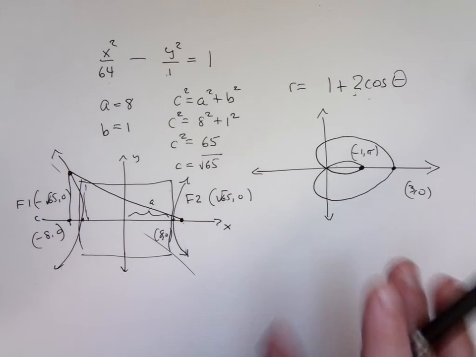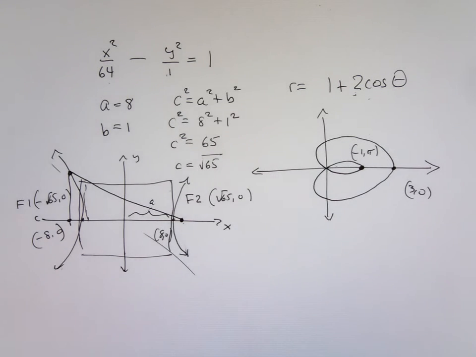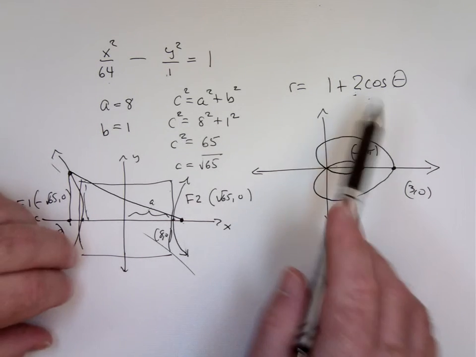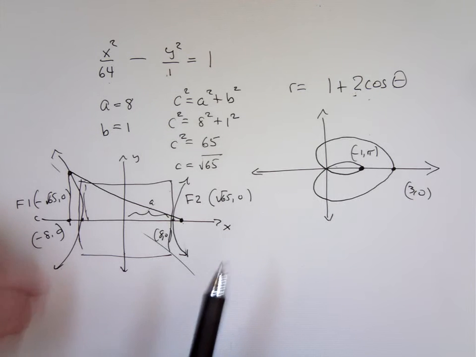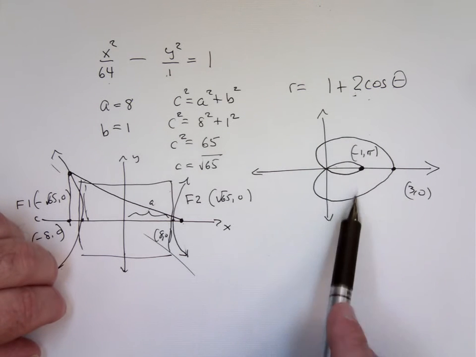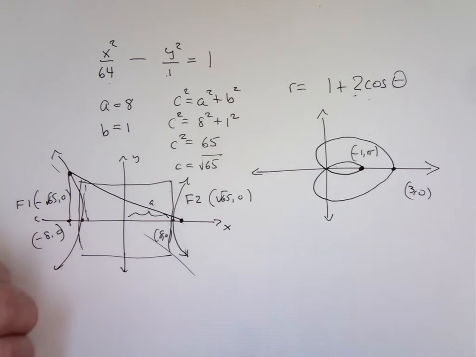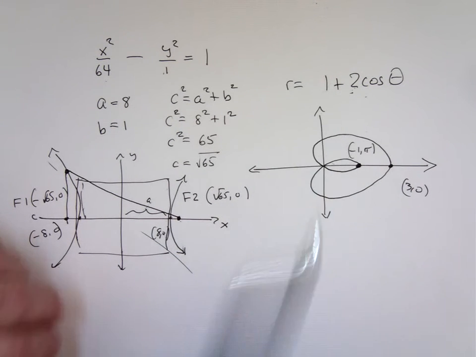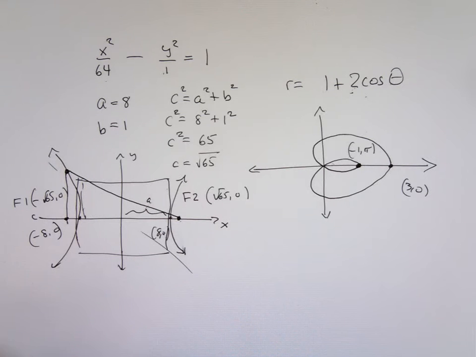But that's not critical. What you should realize in this whole thing is, first of all, it is a limaçon. Secondly, because it's cosine, you get the symmetry with the polar axis. Thirdly, because this is greater than this, it does have a loop. That's what you should know. That's the basic bottom line of that.